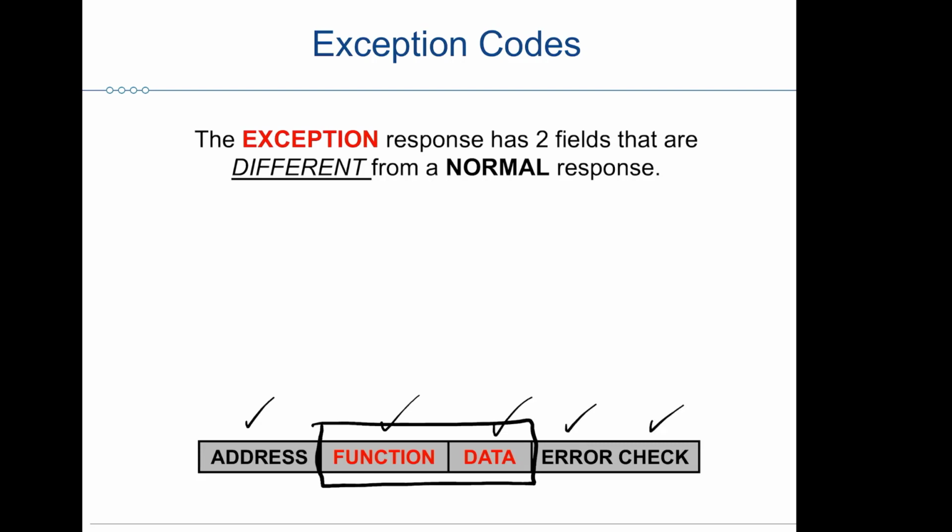Now, the thing about an exception response is that it will always be 5 bytes in length. So it's the shortest response message. The data field is only 1 byte. And what's contained in the data field is the exception code.